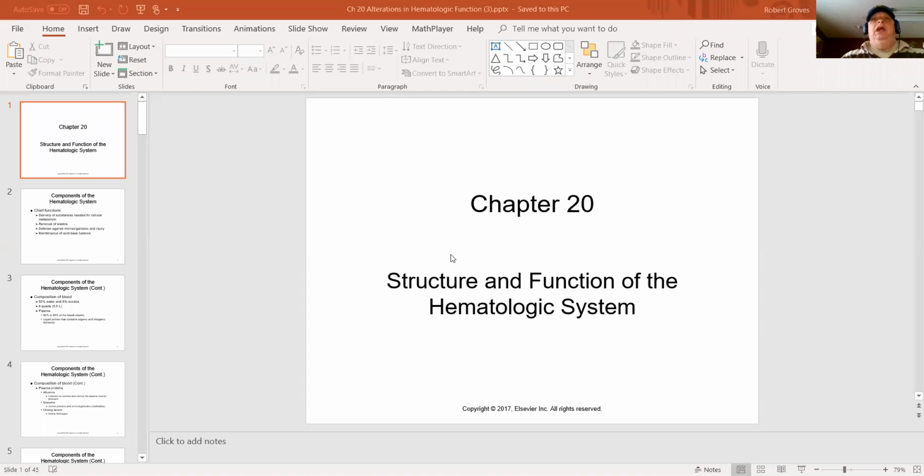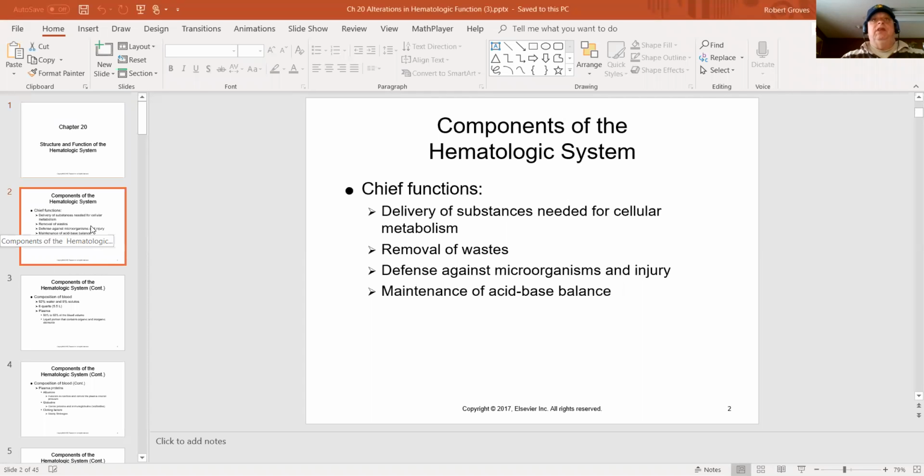Okay, chapter 20 has to do with structure and function of the hematologic system. It starts out with the chief functions of the blood, which is to transport oxygen and nutrients to the cells, and all cells require both oxygen and nutrients in order to survive. The red blood cells are the ones that carry the oxygen, and the plasma is the part of the hematologic system that carries the nutrients.